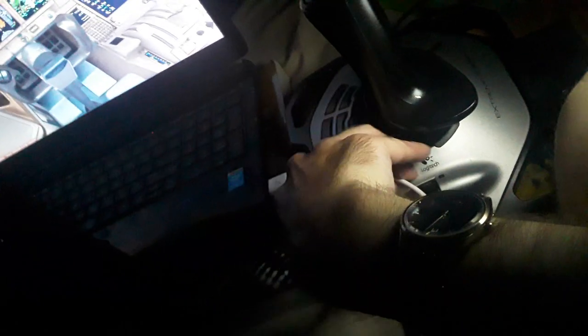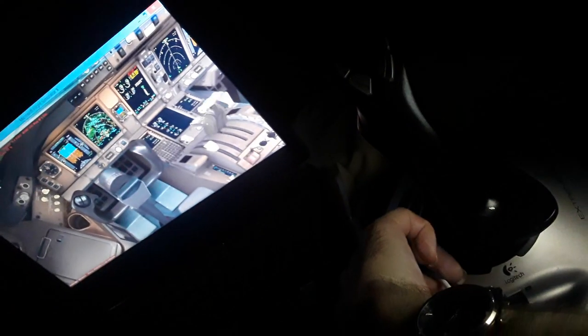So you can climb and you can descend, and also you can make bank rolls left and bank rolls to the right side. You have full control. You can also use the horizontal trim stabilizer, and also the thrust levers over here. You can move the thrust levers forward and aft.